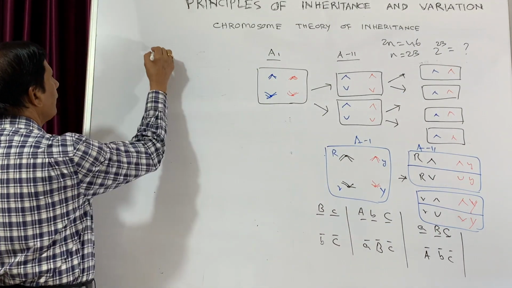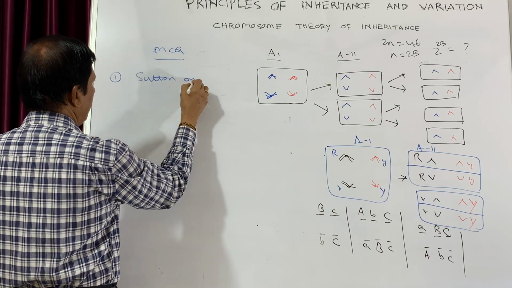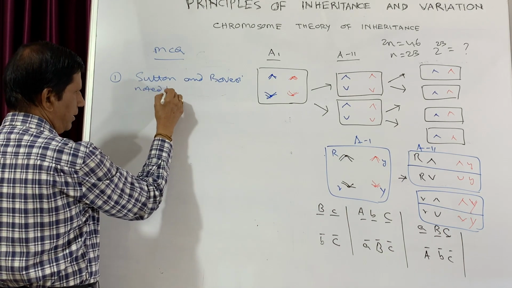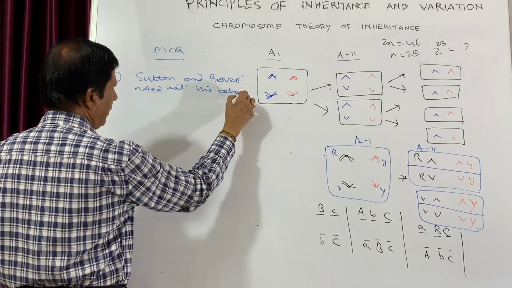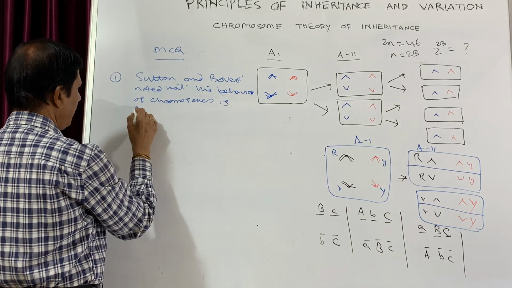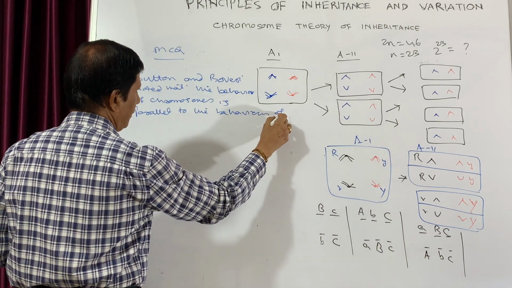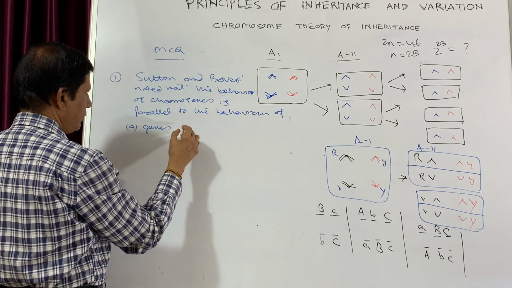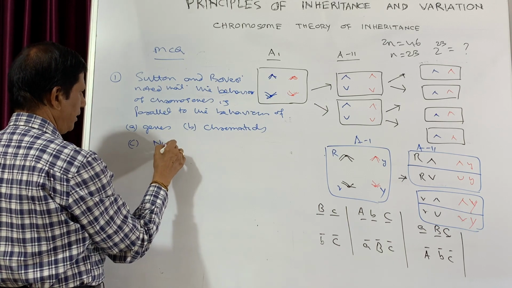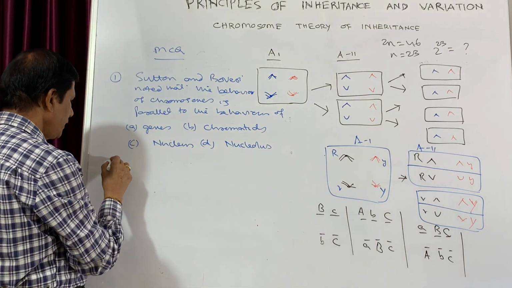So one MCQ, the first one: Sutton and Boveri noted that the behavior of chromosomes is parallel to the behavior of: first choice, genes; second choice, chromatids; third choice, nucleus; and fourth choice, nucleolus. This is one question.